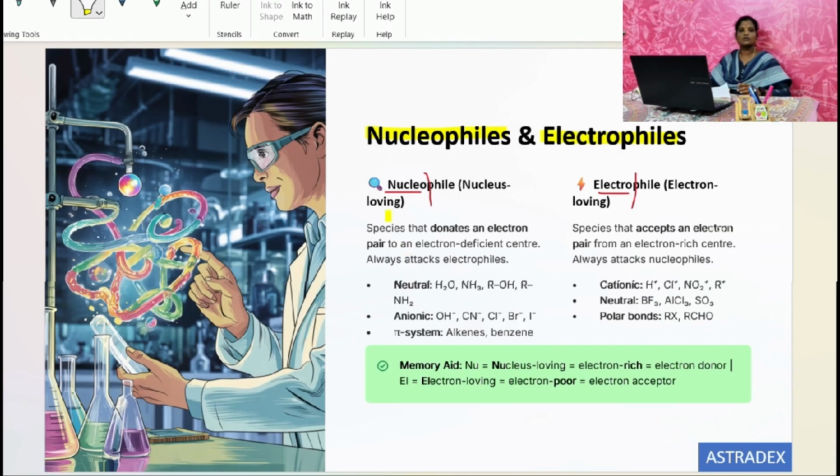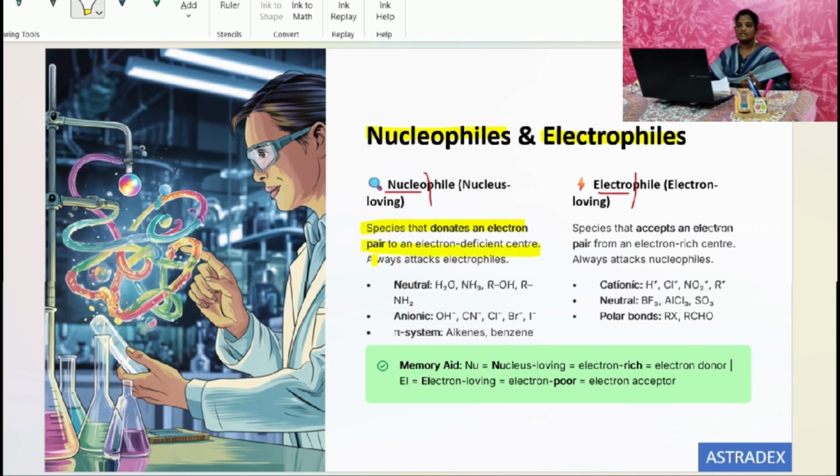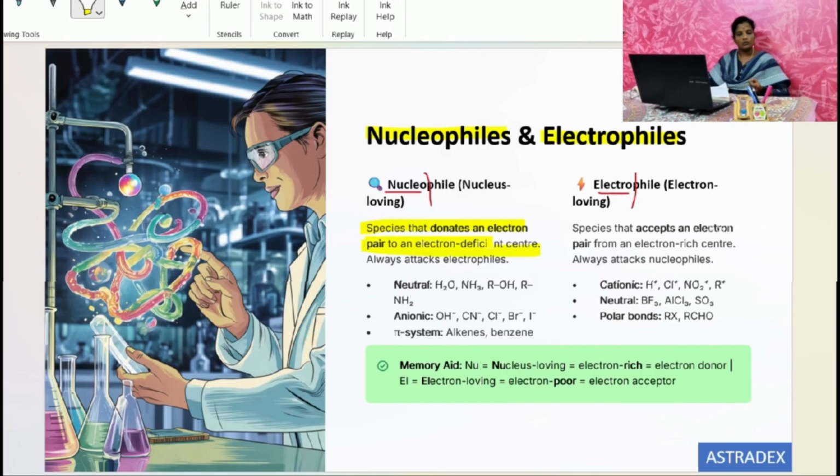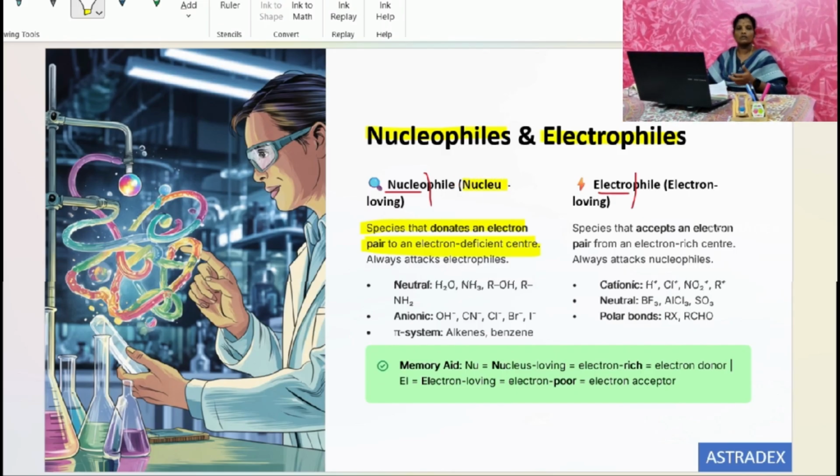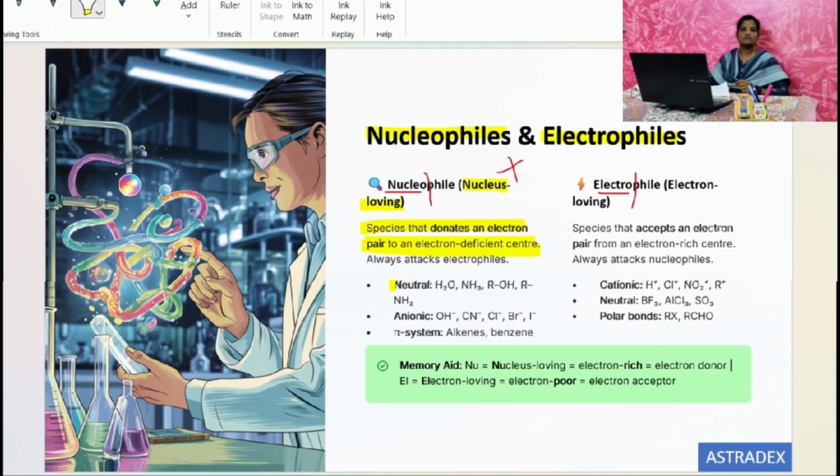So now just try to know what this term is and what examples we have. A species that donates an electron pair to an electron deficient center is called a nucleophile. Nucleus loving: what is the charge of the nucleus? Positive. Who will love the positive? Negative. That means electron rich. A species which is electron rich will be seen to have a negative charge. You can see in these examples the oxygen with the negative charge has a pair of electrons to donate, so it will always attack electrophiles.